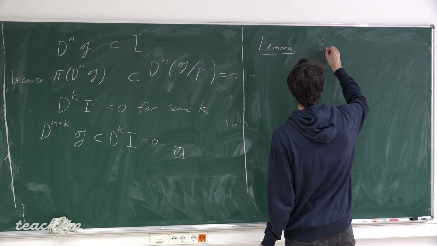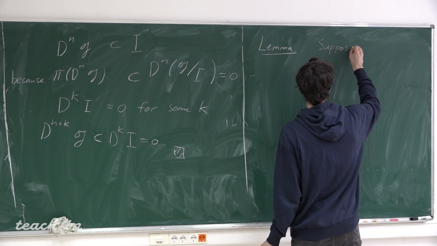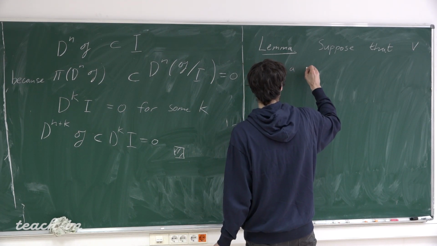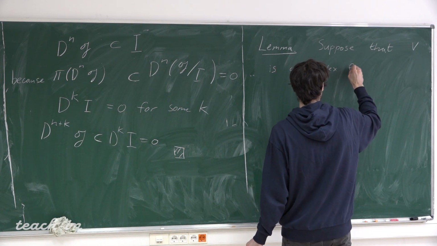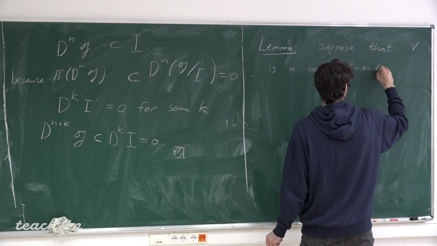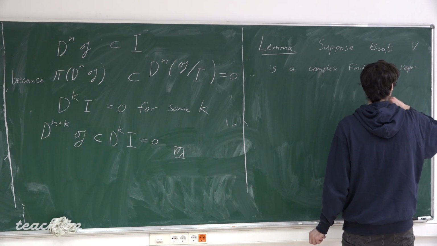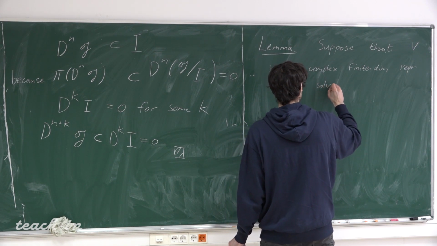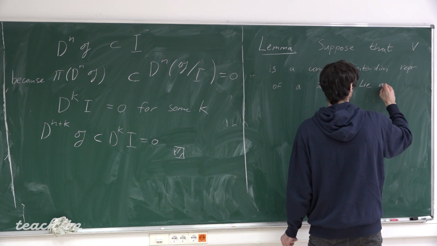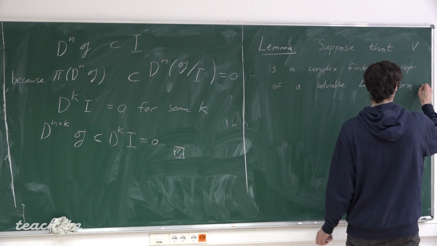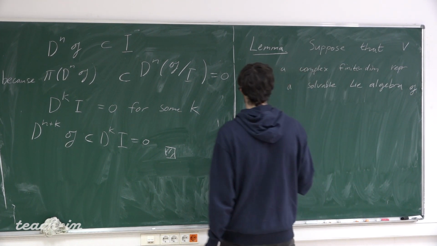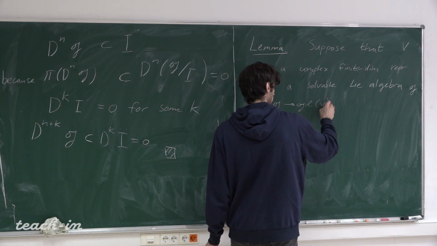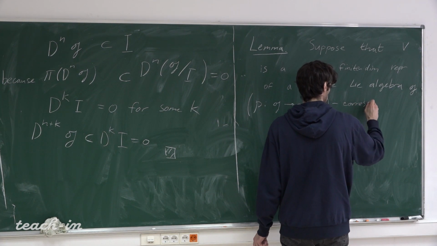Suppose that V is a complex, finite dimensional representation of a solvable Lie algebra G. So it means that we have a corresponding homomorphism from G to GL(V).